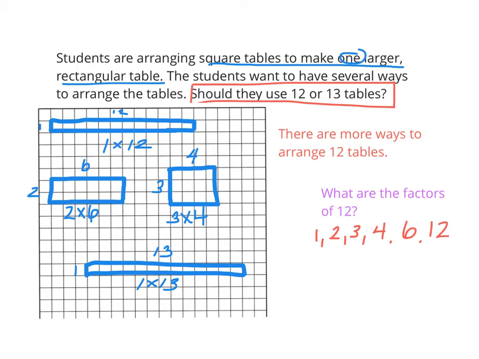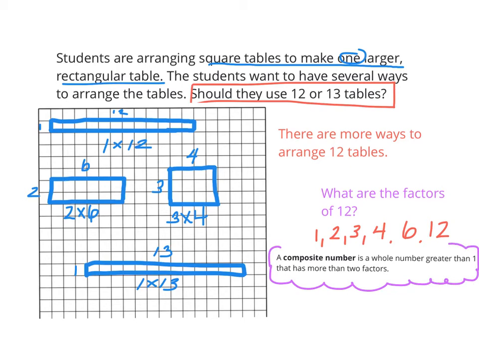So if we're talking about 12, 12 would actually be a composite number. A composite number is a whole number greater than 1 that has more than 2 factors. And looking at 12, we can see that it has actually 1, 2, 3, 4, 5, 6 factors. Therefore, 12 is a composite number.